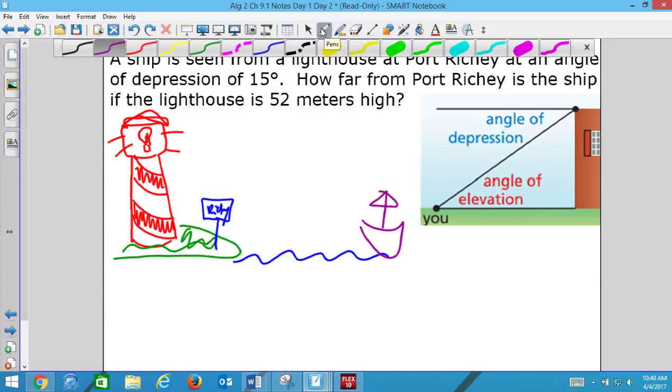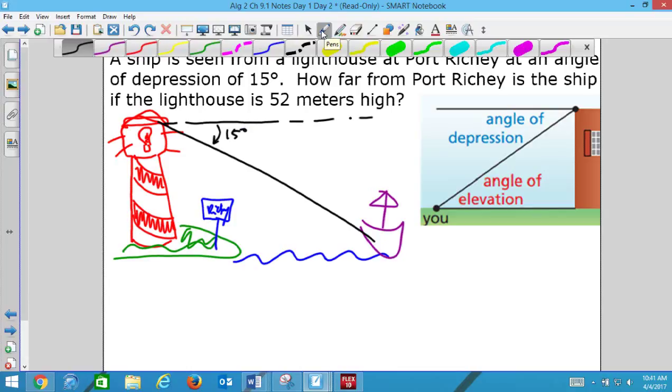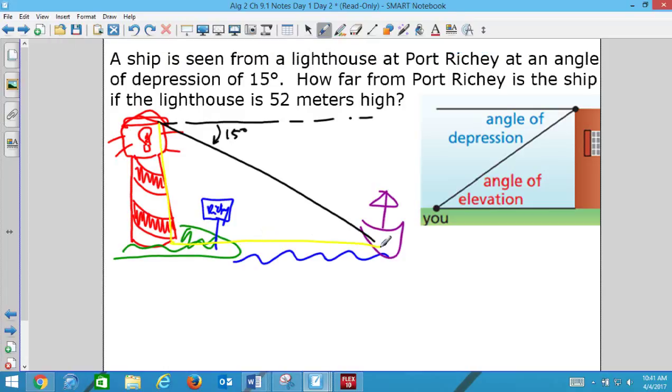Okay, so this says that the ship can be seen from the lighthouse. So we're looking from the lighthouse. It says it's an angle of depression. So you have to think: horizontal, looking down. So I don't have my horizontal line yet. Here's my horizontal line. And I'm looking down at 15 degrees. So when I draw my triangle, my 15 degrees is not in the triangle.